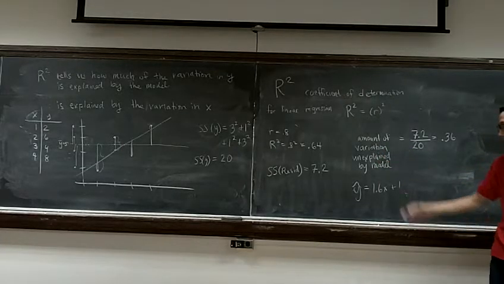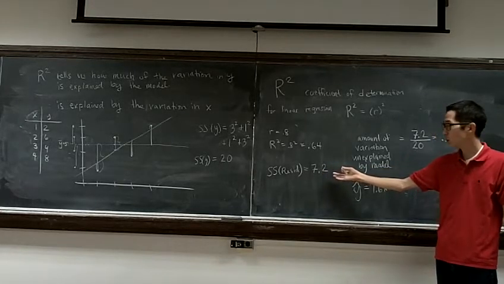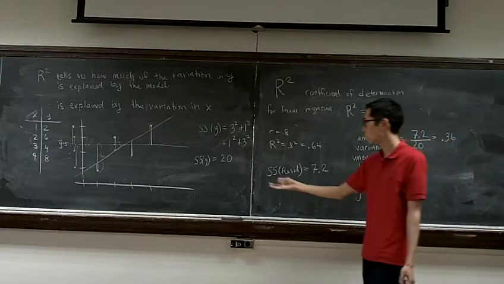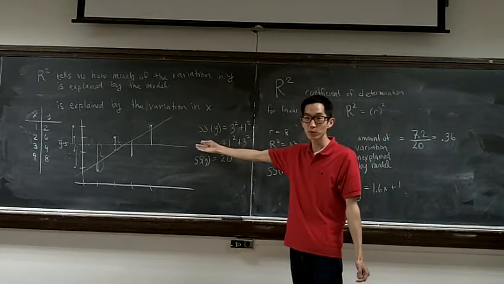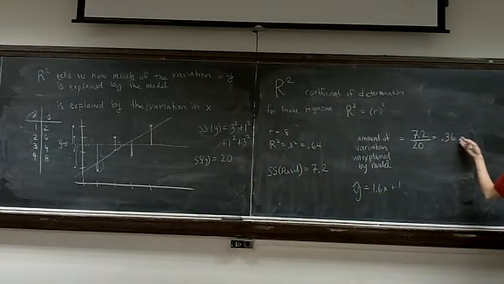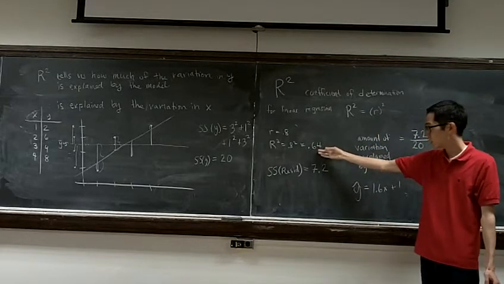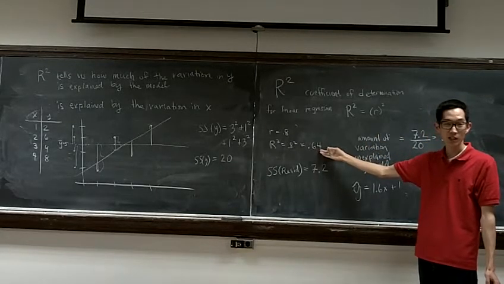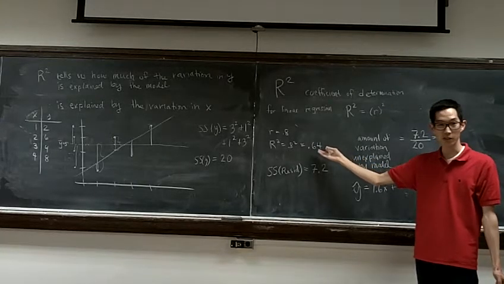So the difference between my prediction and the reality was 0.6. And we did the sum of squares residuals and we got 7.2. And the sum of squares y, which would just be the difference between each point and the mean of y, was 20. The ratio between that and that was 0.36. This is the proportion of the variation in y that's unexplained by the model, which tells us that the proportion of the variation in y explained by the model would be 0.64.